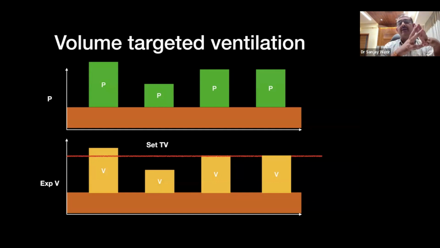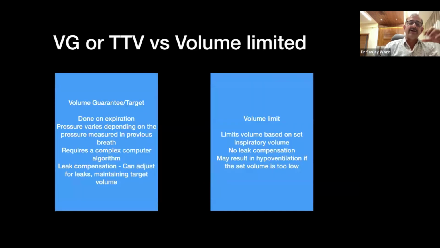That is why this mode of volume targeted ventilation with pressure limitation has become the norm for most units using ventilation, especially for the smaller babies. They do excellently, unless there is a large amount of leak.